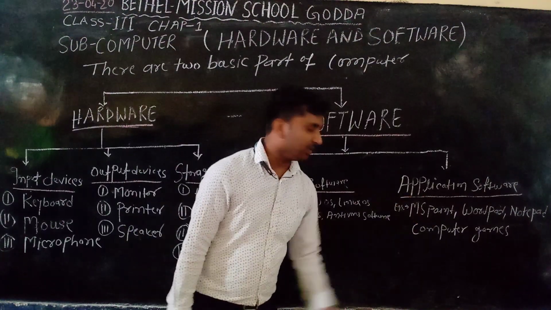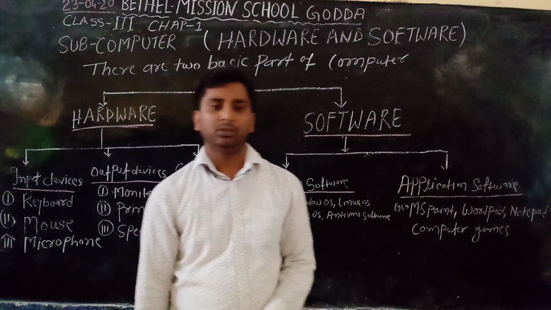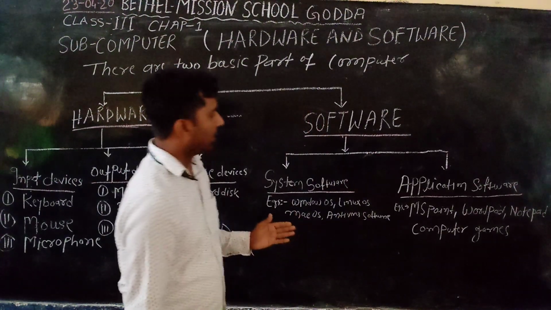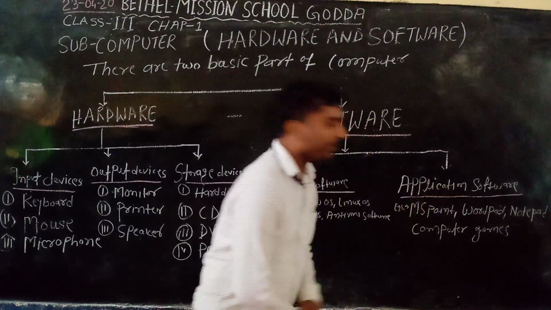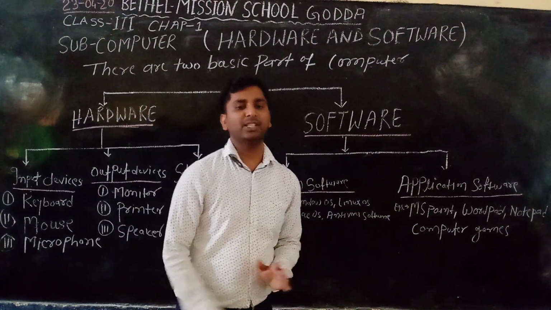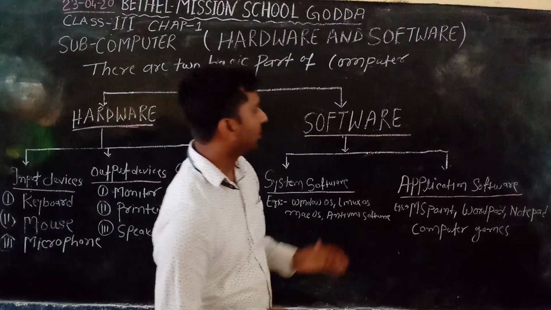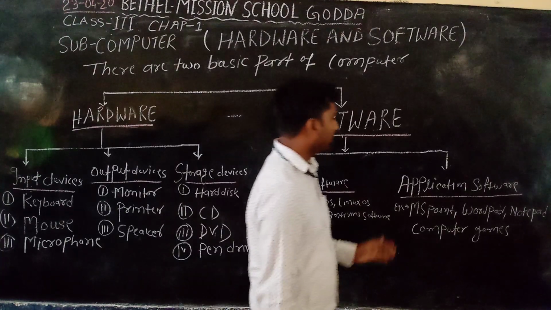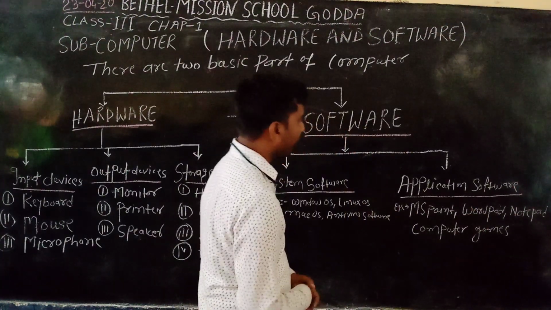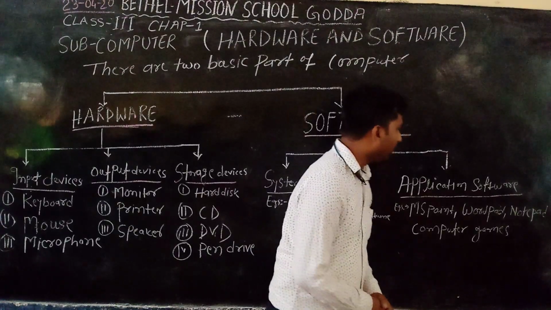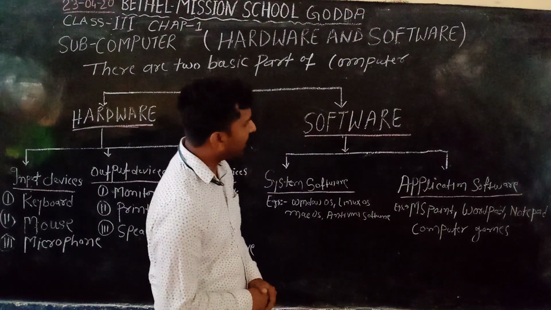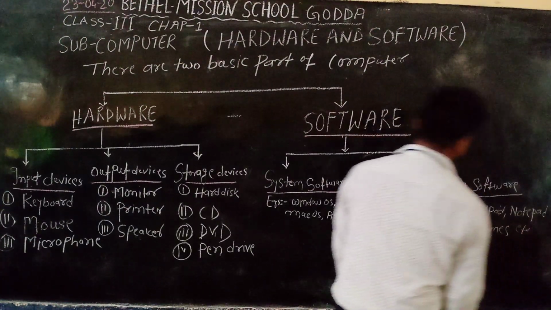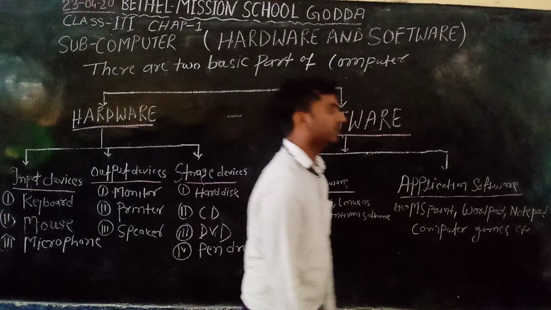Now, second is application software. What is application software? Application software are programs with task-specific functions. Examples of application software: MS Paint, WordPad, Notepad, computer games, etc. So these are application software.